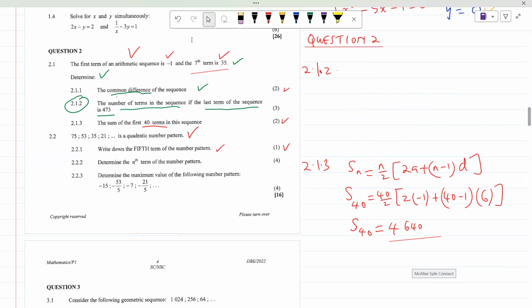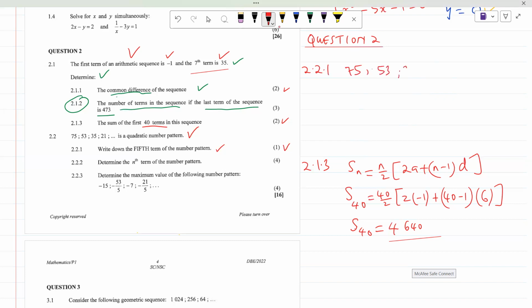All right, so 2.2.1. Write down the fifth term of the number pattern. What is the fifth term of the number pattern? Right, so now it's quadratic. So at this point, you have 75, and then we have 53.